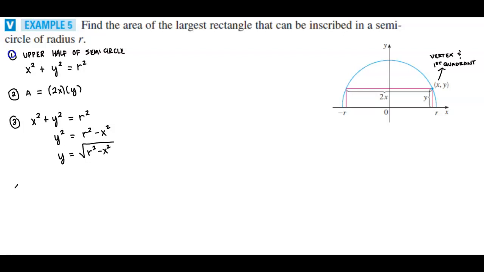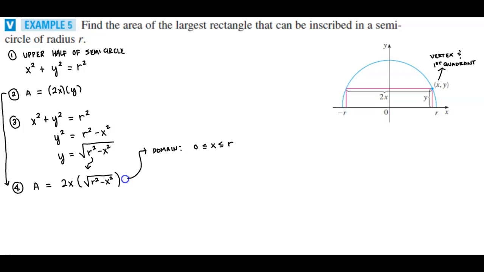Okay, so now we're going to use our area formula, and so the area is now going to equal 2x times, now what we solved for y is the square root of r squared minus x squared. Okay, now if you want to determine what the domain is here, the domain tells us that the value of x has to be in between 0 and r. So whatever x is has to be in between 0 and r.